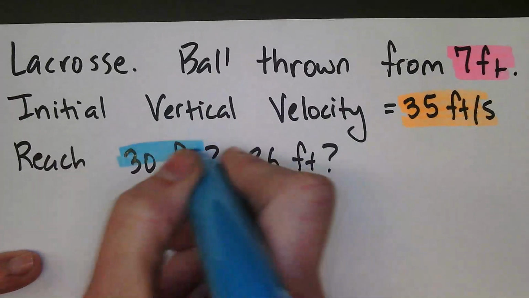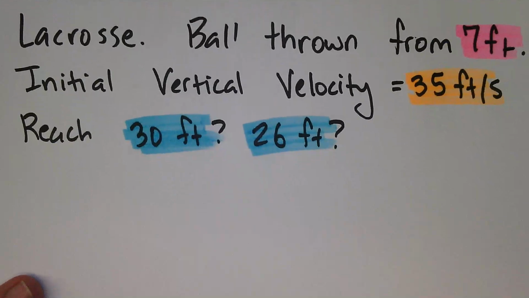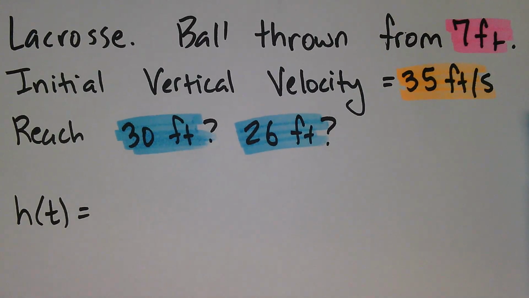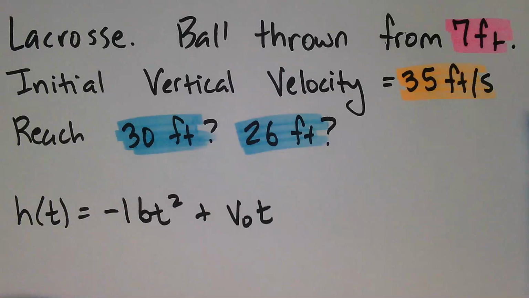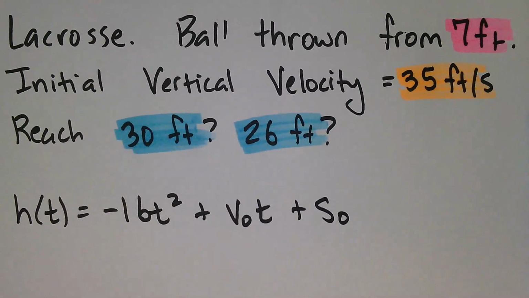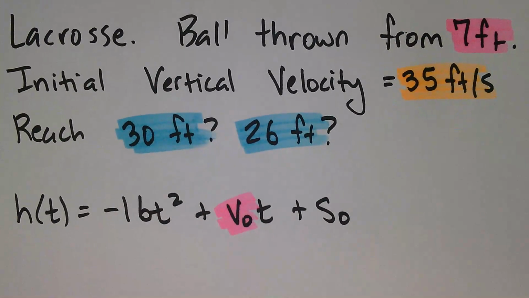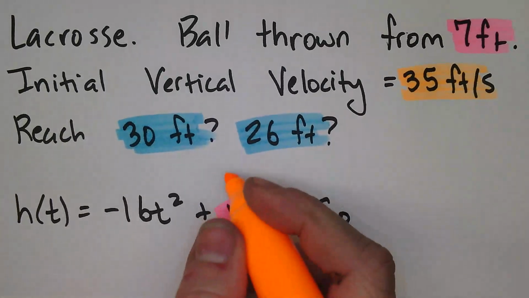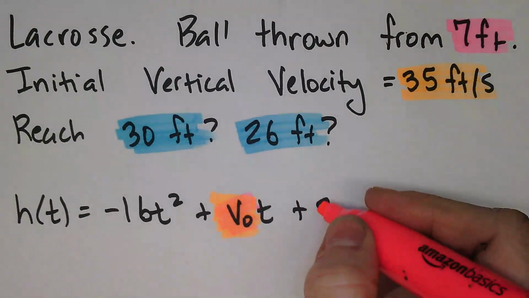So here's how you figure that out. Well, there's a couple different ways. In the context of what we're studying, we're going to use this equation. H of t, the height given time, is negative 16 t squared plus v sub 0 t plus s sub 0. So these two are not numbers yet, but they will be. This stands for the initial vertical velocity, and the height from which it's thrown is this guy.